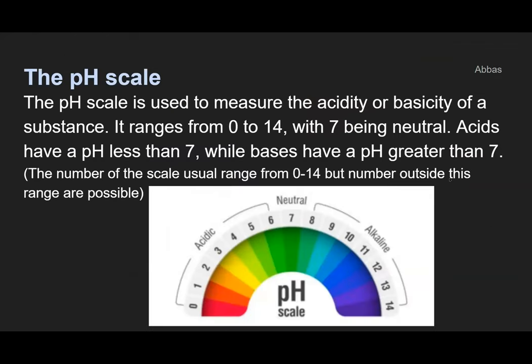And here we have the pH scale. The pH scale is from 0 to 14, and 7 is neutral. Anything less than 7 counts as acid, and anything greater than 7 is base. Usually the scale ranges from 0 to 14, but sometimes it ranges outside of 14, which is possible. Here we see that each number has a different color in the picture. It depends on whether it is a strong acid or weak acid, and the same with a base, strong base or weak base.